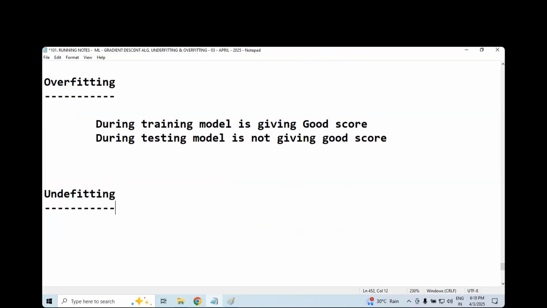I will show you practically. Daniel, how to check the training score, how to check the testing score, I will check practically. Then you can confirm, oh, the model is an overfitted model.